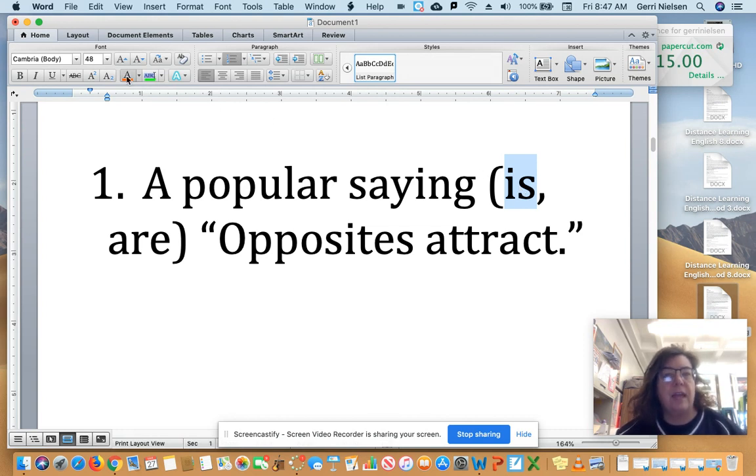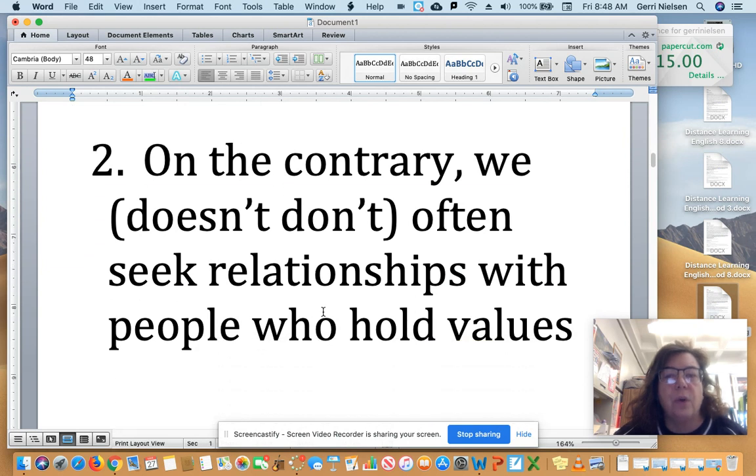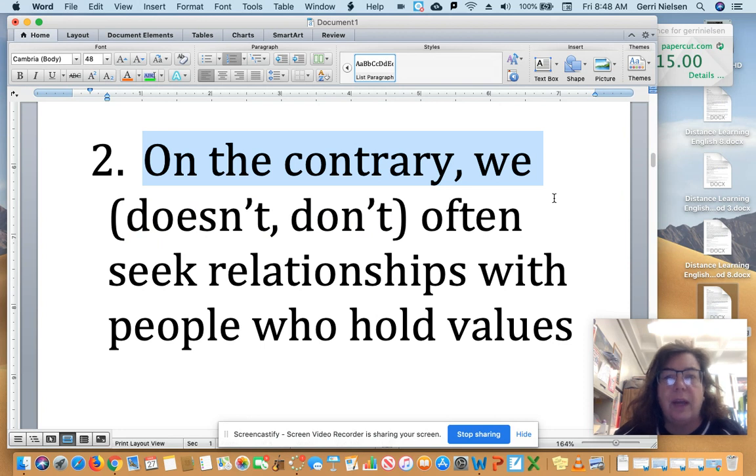A popular saying is. Number 2, on the contrary, we doesn't or don't often seek relationships with people who hold opposite values. So your verb choices are doesn't or don't. So what you have to do is think, okay, one of these is going to be the right choice, doesn't or don't. Now you look back and decide who is it that doesn't or don't, or what is it that doesn't or don't, before the verb. Here are your choices for subject. On the contrary, we. So who or what is it that doesn't or don't often seek? The main subject is we. So we doesn't or we don't.